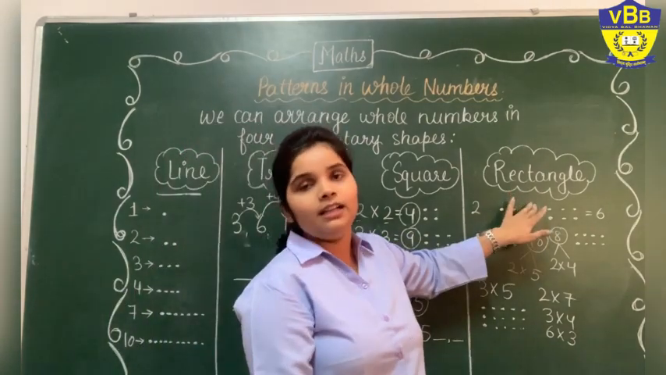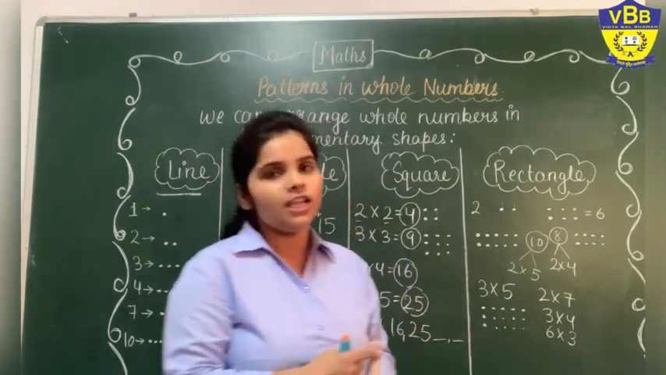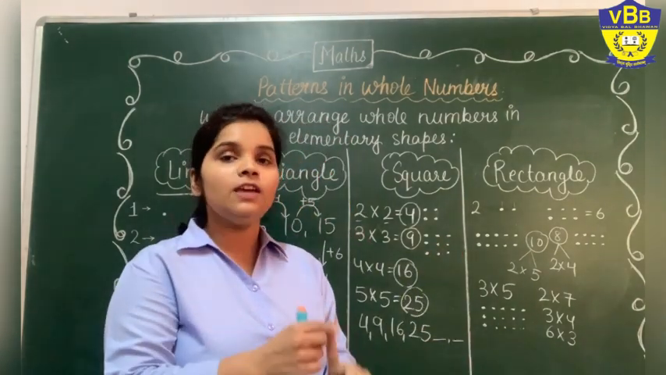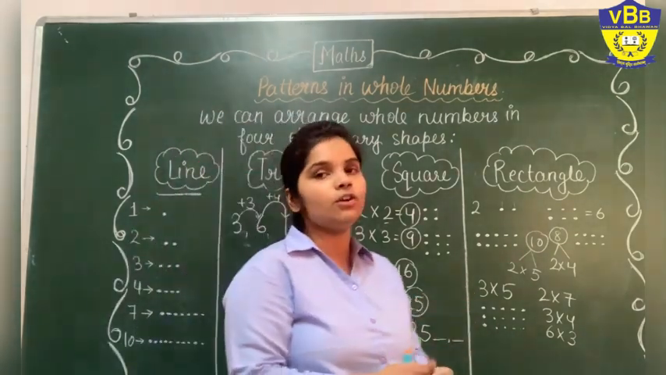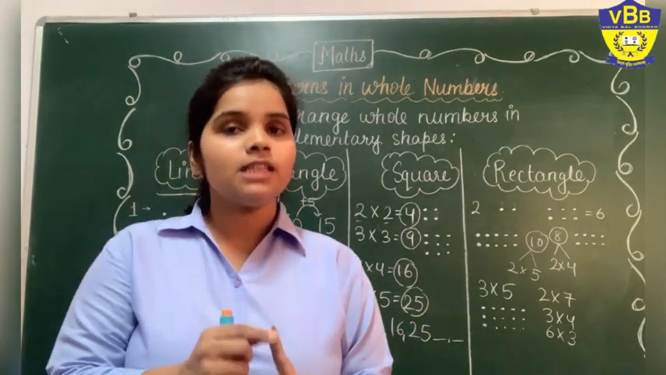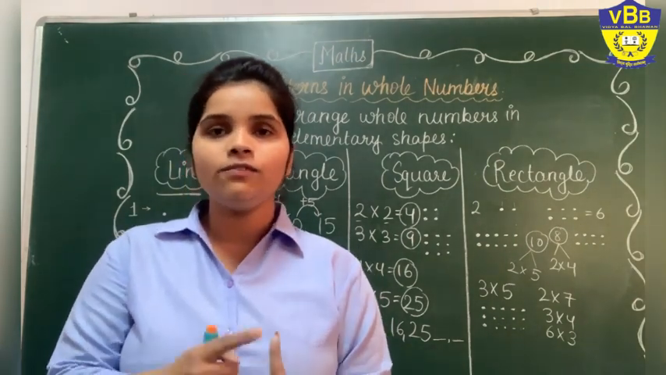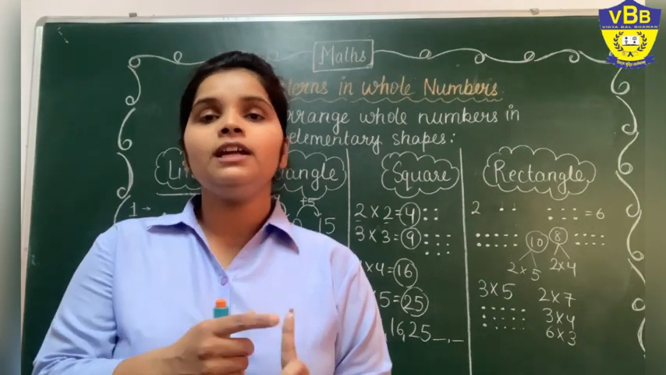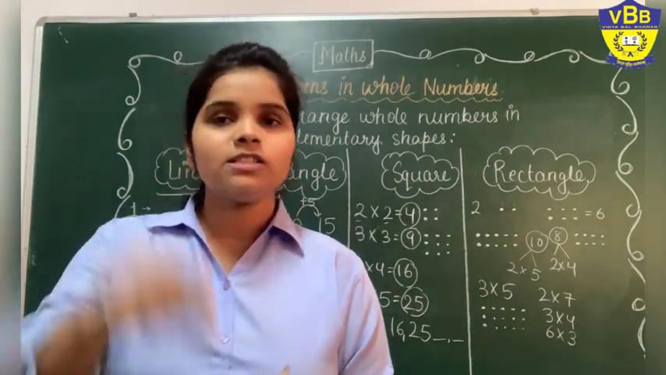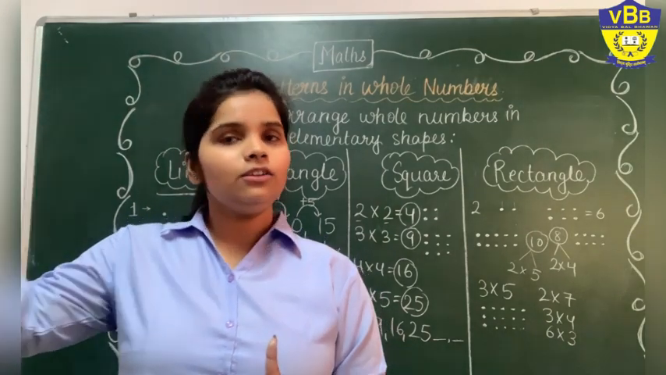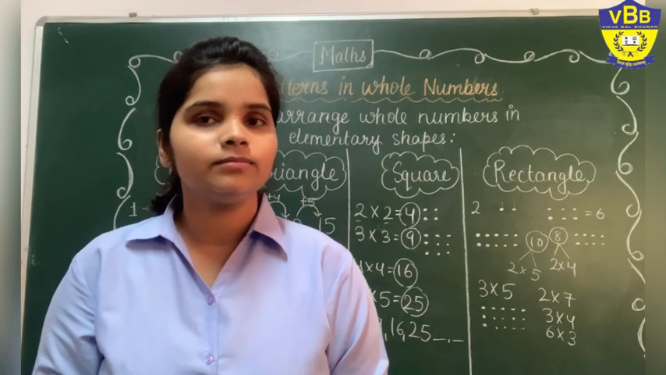And in rectangle, any number can be arranged in rectangle form if it is the product of any two numbers. Suppose we are talking about 48, 6 multiply 8, 48 can be arranged in the rectangle form because 48 is the product of 6 and 8. So we can arrange 6 dots in columns and 8 dots in rows. It will form a rectangle.